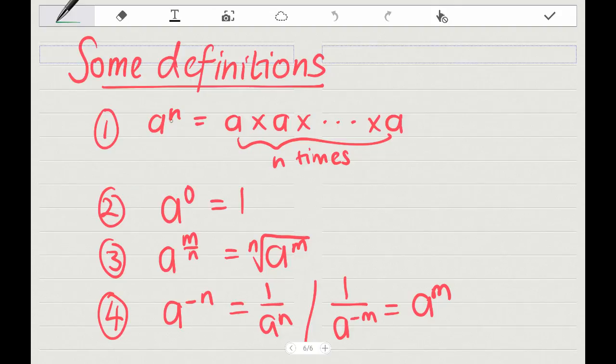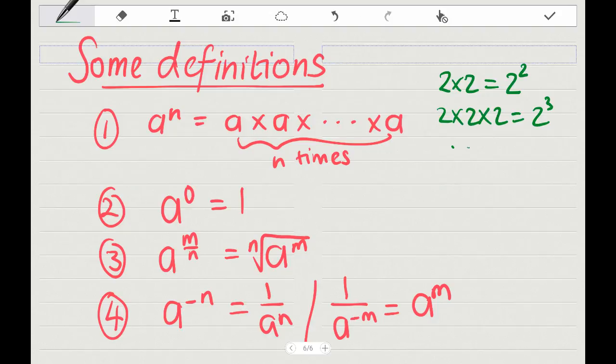Okay, so the first thing: if we're writing something to the power of n, it's that thing times the same thing times the same thing, n times. So you already know, like 2 times 2 is 2 squared. 2 times 2 times 2 is 2 cubed, and so on and so forth, right?